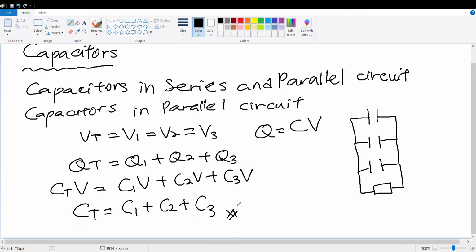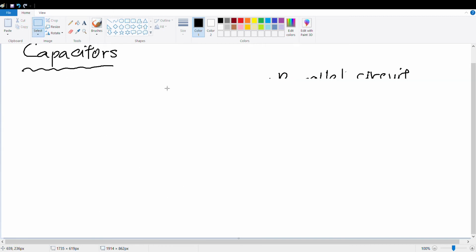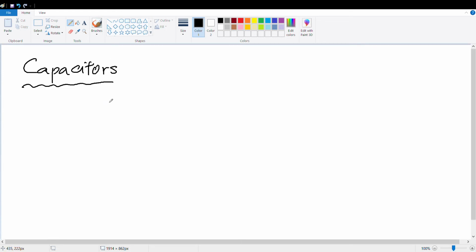Alright, so we've done the properties of the capacitors in the two situations, which is in series form or the parallel form. Okay, so let's look at some examples for the calculation of the total capacitance in some different circuits. The example I have taken is a mixture of parallel circuits and series circuits.